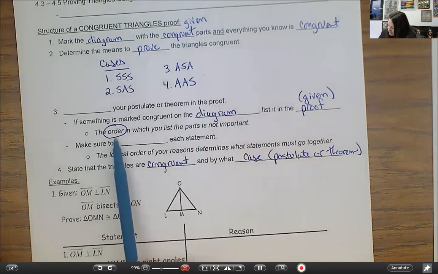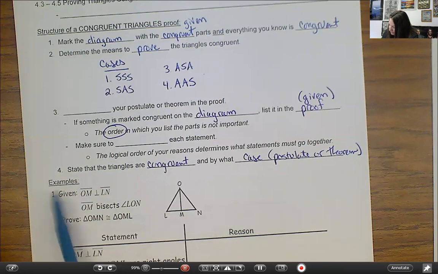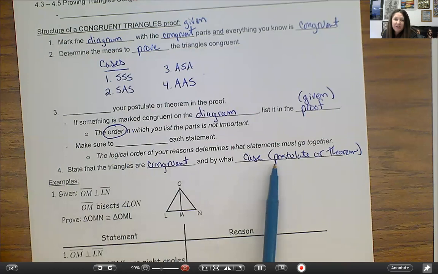Then specifically be careful of the order in which you place the statements in your proof. Remember, a proof has to be written in a logical order, so we want to be careful with that. And the proof should end with you stating the triangles are congruent by one of our cases. So that triangle congruency statement is going to be that proof statement that you have set up.